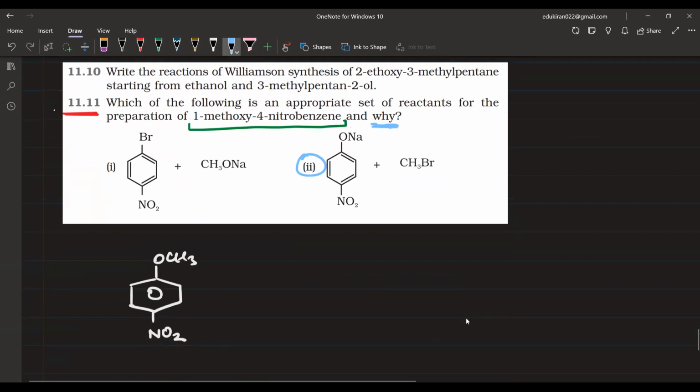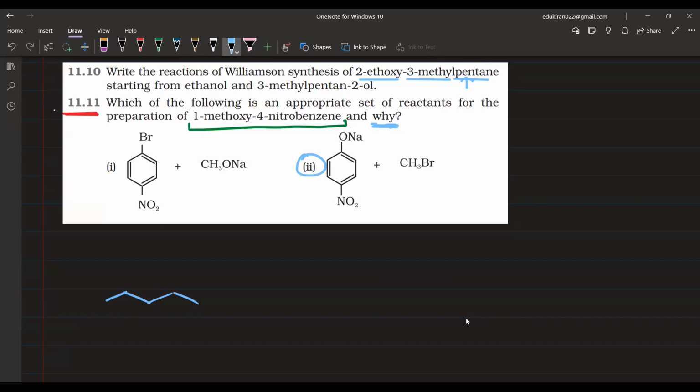Okay, now let us look at the first question here. Write the reaction of Williamson ether synthesis of 2-ethoxy 3-methyl pentane. So we'll write this first of all. What is the parent carbon chain here? It is pent. So we'll have 1, 2, 3, 4, 5 carbons, and let me number them: 1, 2, 3, 4, and 5.